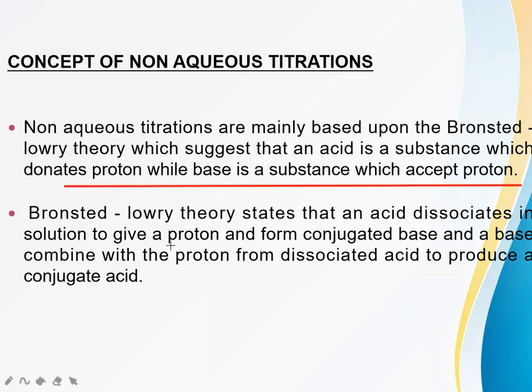So the Bronsted-Lowry theory states that an acid dissociates in a solution to give a proton and form a conjugate base, and the base at that time will combine with this lost proton from the dissociated acid and produce a conjugate acid.